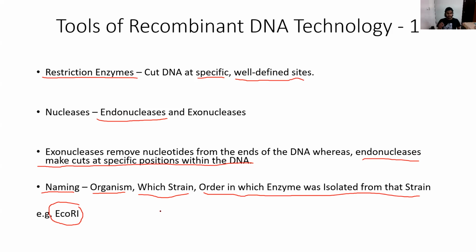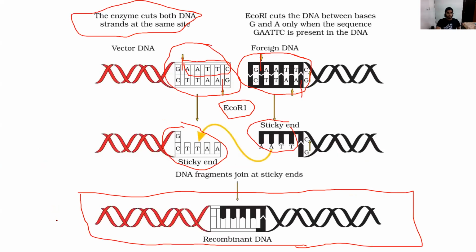But for the purposes of this lecture, you should know that the nomenclature is that the organism from which it was isolated, so in this case E. coli, which strain of that organism, so in this case the R strain of E. coli, and is the first enzyme to be isolated from the R strain of E. coli.